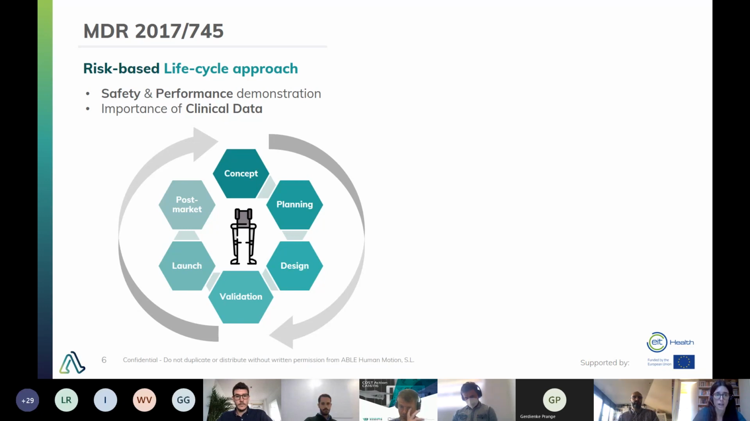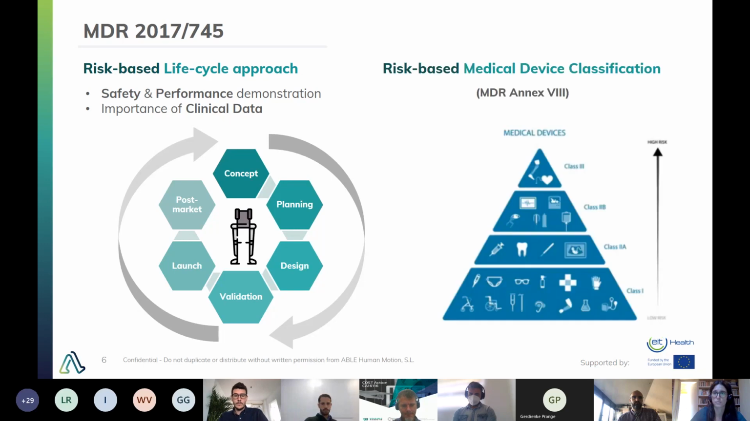And also, it's important to take into account that the MDR emphasizes a lot the need of having clinical data to support this safety and performance demonstration. And we will talk more in detail later about whether we need or not to perform clinical investigations.